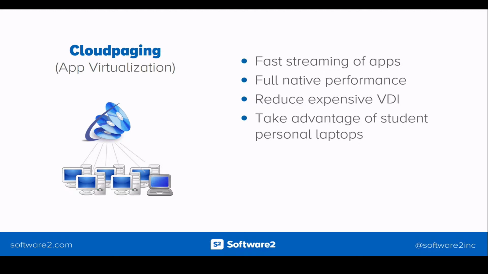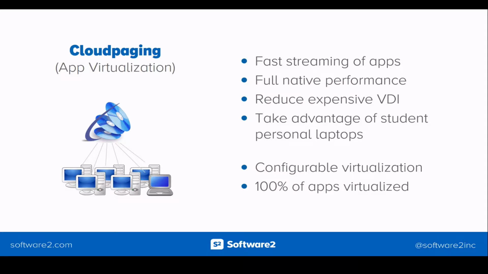The other difference with cloud paging is in the virtualization. So cloud paging has configurable virtualization. Applications can be fully virtualized and isolated from the rest of the system, or they can be integrated. So we can actually install individual files like drivers and services if we need to, and that means that we can virtualize 100% of apps. So we've got these 2 elements to the cloud paging technology, the fast streaming, the apps running natively on the end user device, but also being able to virtualize 100% of the apps.